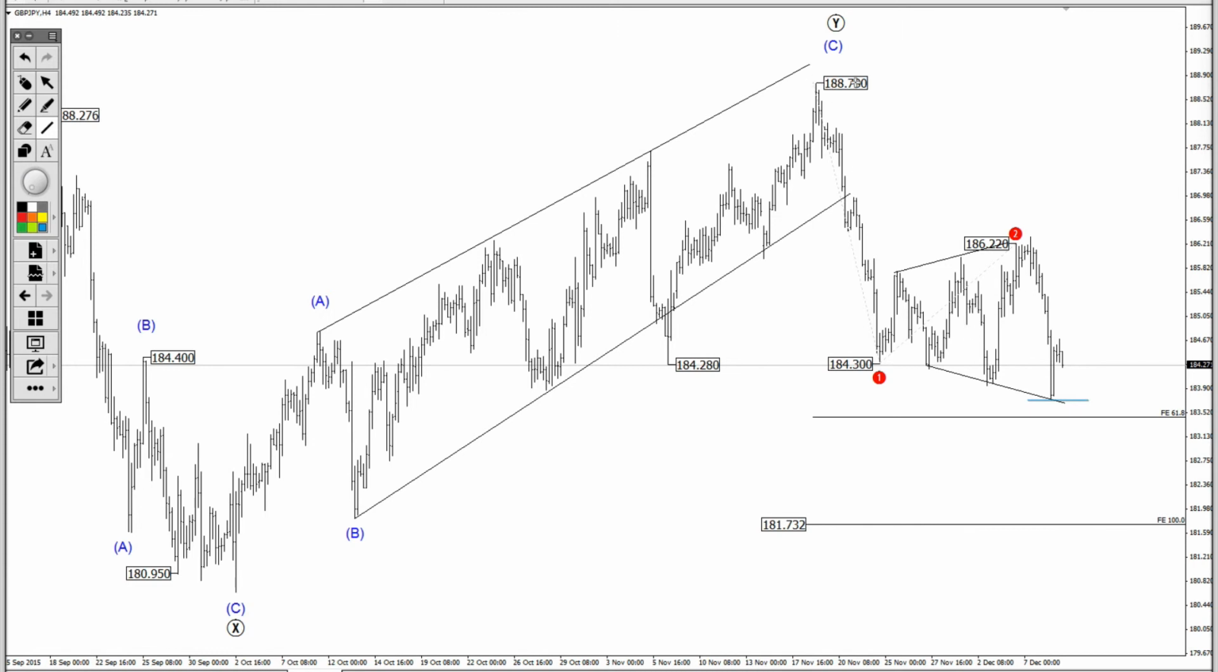So if this decline from 188.78 all the way down to 184.3 is the A wave, and now the triangle formation is the B wave, we can still expect the C wave to be at least equal in length with the A wave. So it is quite a good signal that we can expect a decline near the 181.8 level, which we have made our target on this trade. Okay, that's it for today.